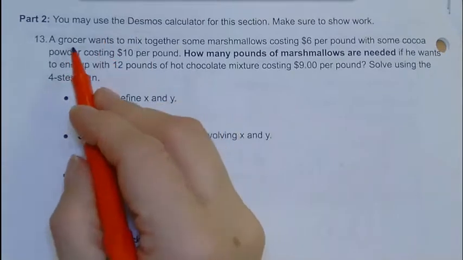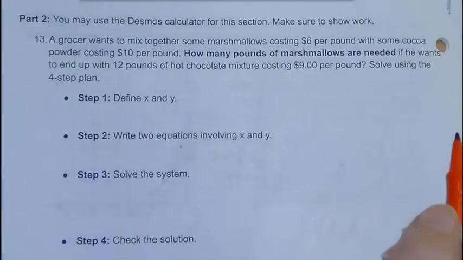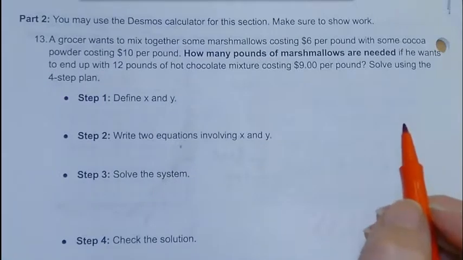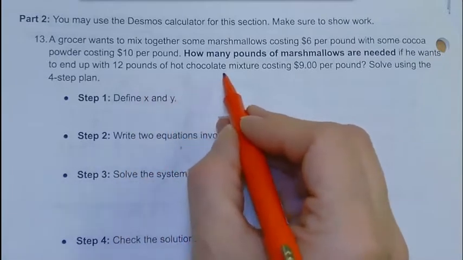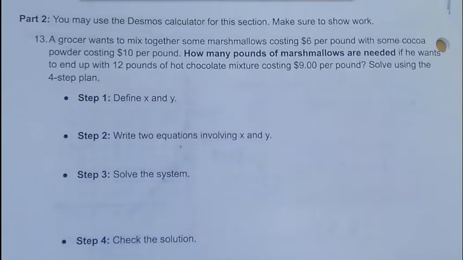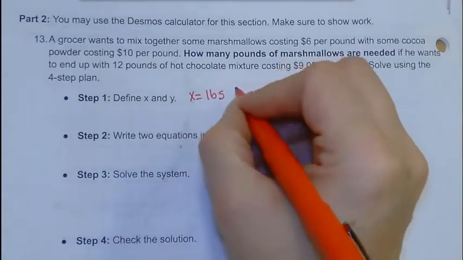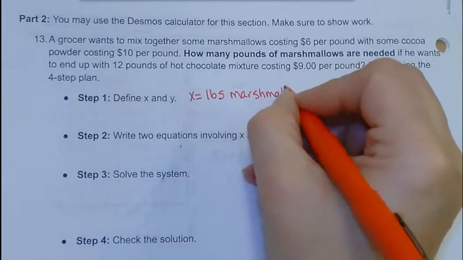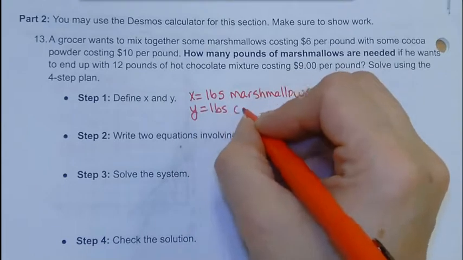Okay, so a grocer wants to mix together some marshmallows costing $6 a pound with some cocoa powder costing $10 per pound. How many pounds of marshmallows are needed if he wants to end up with 12 pounds of hot chocolate mixture that costs $9 per pound? First, I'm going to define my variables. I'm going to say that x is the number of pounds I get of marshmallows, and y is my number of pounds of cocoa powder.